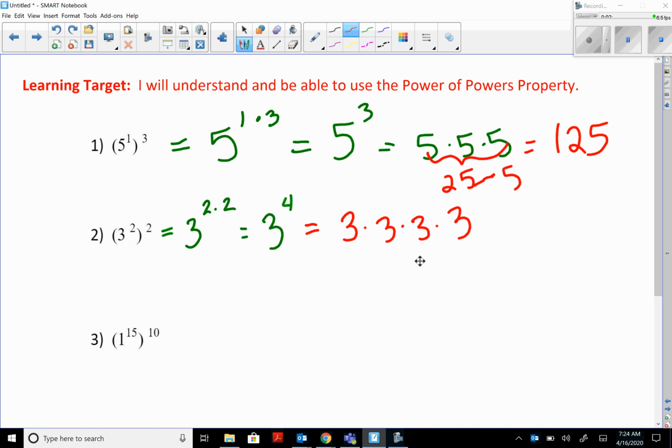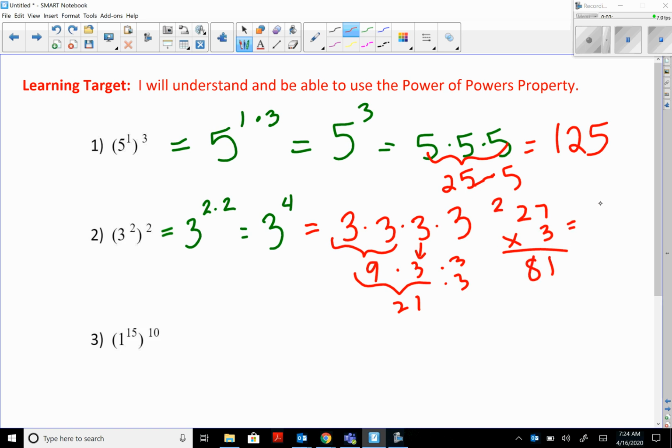So I'm going to take it just 2 numbers at a time here. 3 times 3 is 9, and 9 times this 3 is 27, and 27 times 3, I think I know it, but I'm going to check my work because I don't know for sure. I got 81. So my final answer is 81.